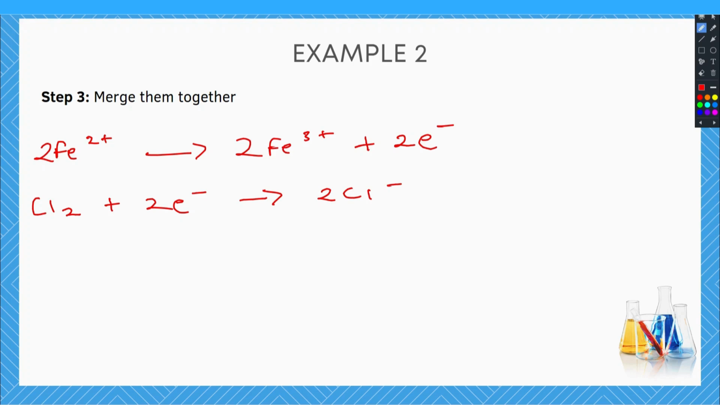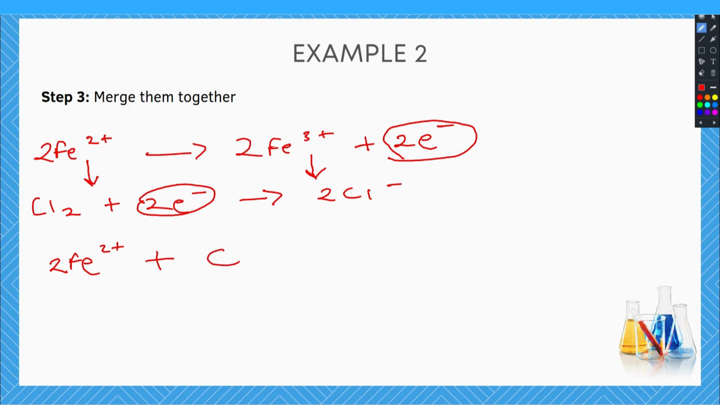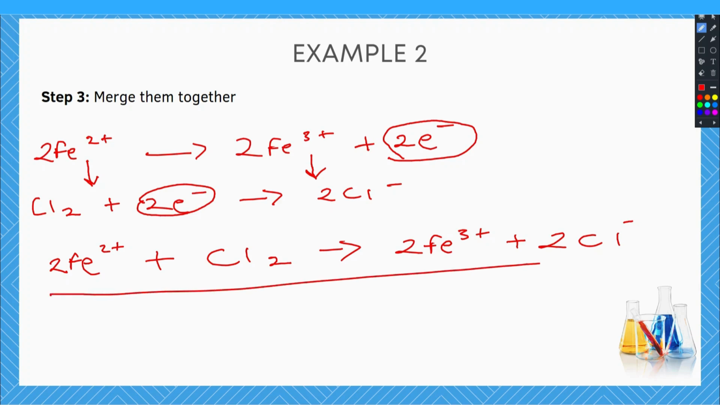Now, how do we merge them together? We merge them together by cancelling out the electrons. So these 2 electrons here on the reactant side cancel out these 2 electrons here on the product side. So let's merge them together. Reactant side goes with reactant side and product side goes with product side. That gives us 2Fe2+ + Cl2, giving us 2Fe3+ + 2Cl⁻. This is our final balanced equation.